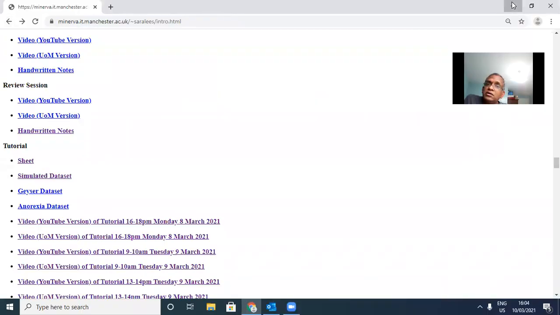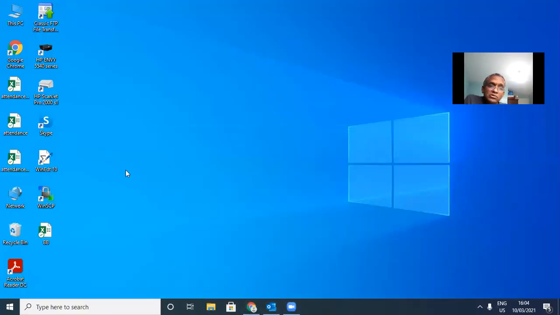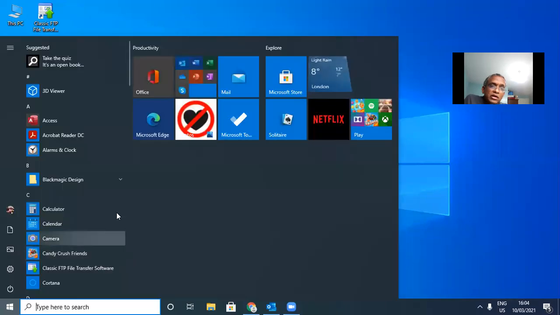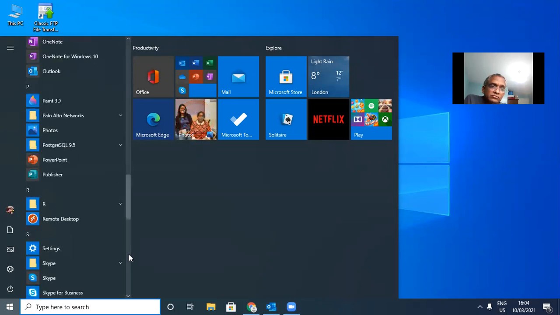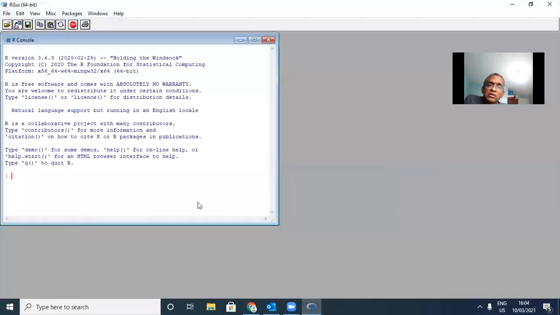So to do that, as usual, if you have questions, use the chat room. So I'm going to open R now. So you click on the start menu, and then you go to R, and then you choose the 64 version, and this is what you will get, right? So I'm going to take you through line by line now.